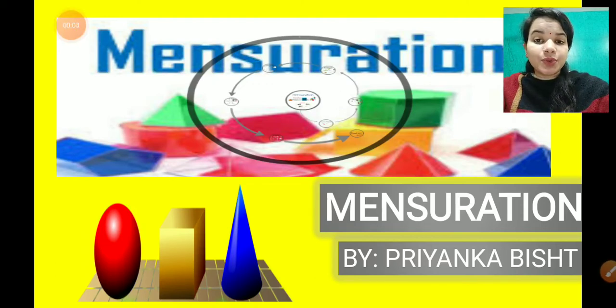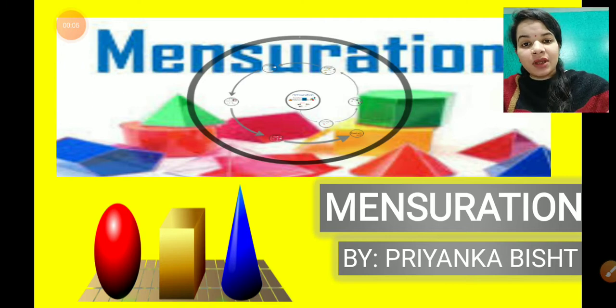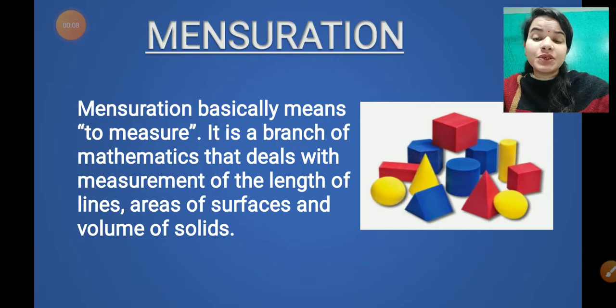Today we are going to do the topic mensuration. Now what is mensuration? Mensuration means to measure. Whenever you measure the sides of a figure, that you call the perimeter, or the region enclosed by any figure, that is the area, or the capacity of a container, that is the volume. Whenever you measure such things for a geometrical figure, that comes under a branch of mathematics, mensuration.